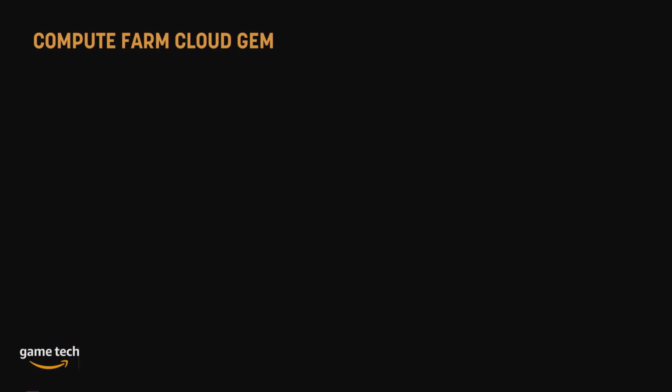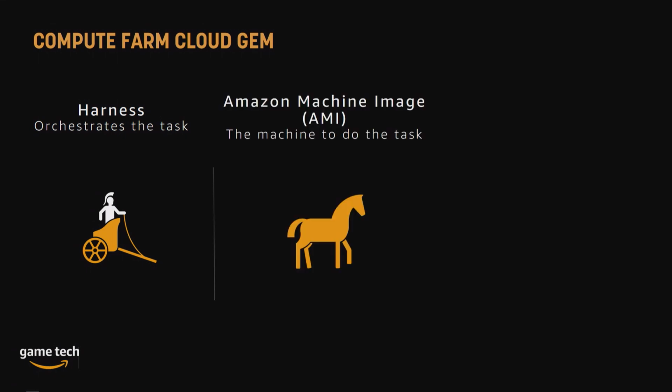So this is available in Lumberyard. I want to walk through the pieces of it. There's 3 pieces. I'm going to use a horse and chariot analogy throughout. The first is the harness, and this kind of orchestrates that divide, build, and merge that I mentioned earlier. The second is the horse. This is the Amazon machine image, known as AMI for short. So to do this task, I need a computer that has World Machine and GeoGlyph, for example. So this AMI is kind of describing what that machine is supposed to look like, the horse.